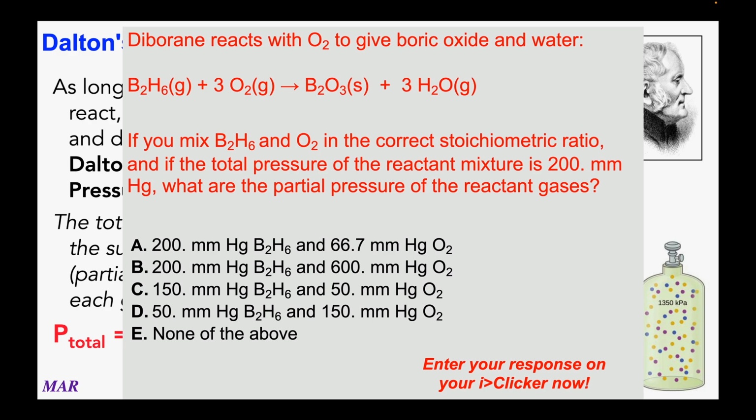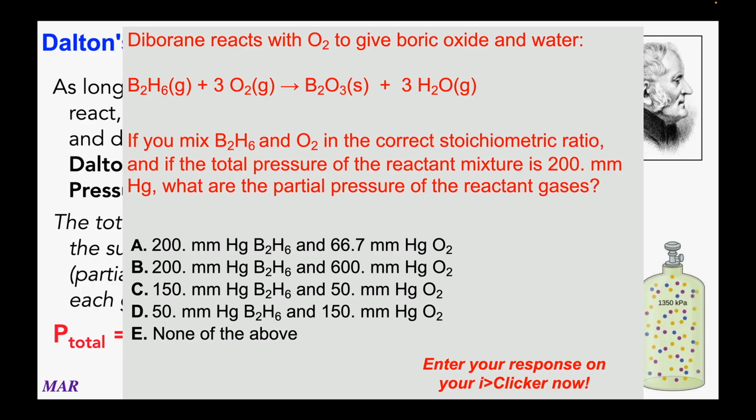So anyway, we're mixing B2H6 and O2. We're mixing them in the correct stoichiometric ratio. So what that means is there's going to be 3 moles of O2 for every 1 mole of B2H6. And the total pressure of the reactant mixture is 200 millimeters of mercury. So the question is, what's the partial pressure of the reactant gases? Okay, so the total reactant pressure is 200 millimeters of mercury.